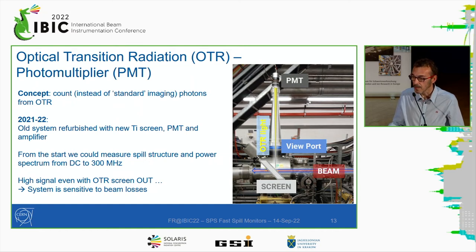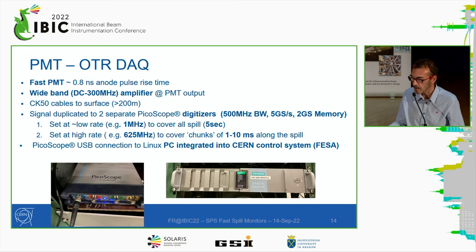And from the beginning, this works, even when the screen is out, which is an indication of the fact that with this PMT, even 1 meter away, we are sensitive to beam losses. The data acquisition system in this case is based on a fast PMT and a wideband amplifier, up to 200 to 300 megahertz. This is the present installation.